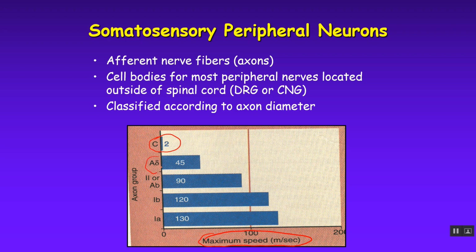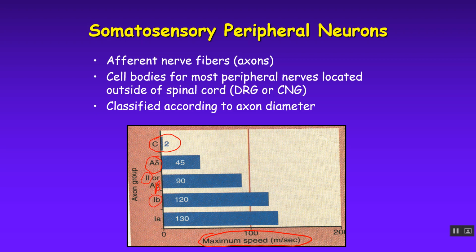A deltas, those are called A deltas. Those are 45 meters per second. Type 2, and this should not be AB, this should be an A beta. Okay, so it should be an A beta like that. But so type 2 or A beta fibers, those have about a 90 meter per second speed.